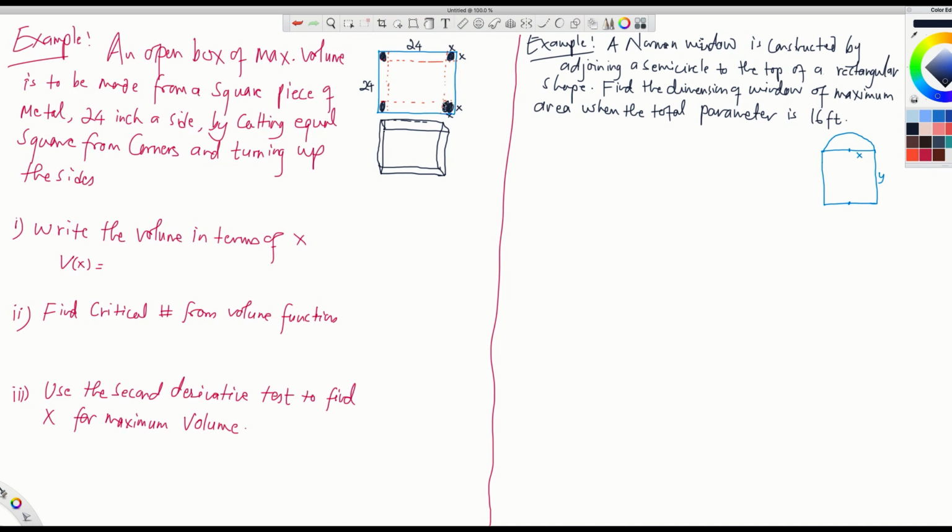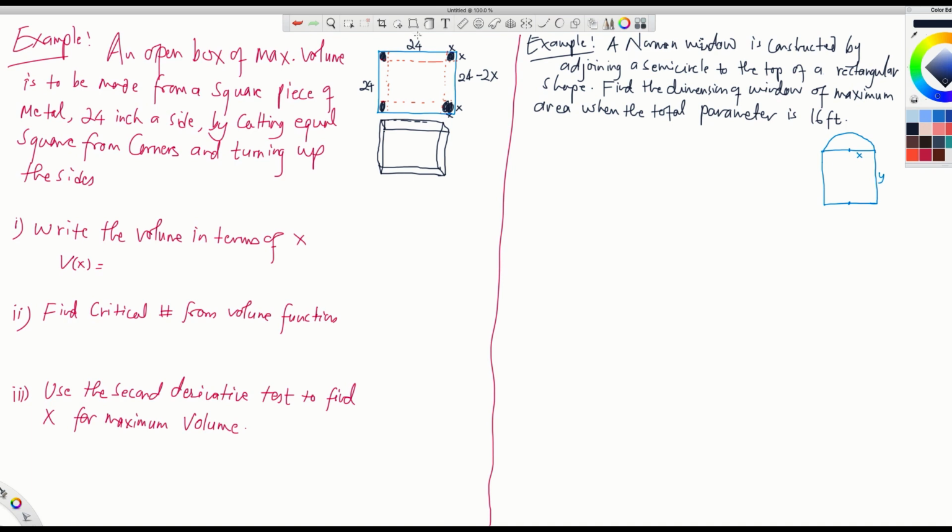So you are cutting the squares. Suppose you are cutting a square of length X. You remove X inch here, X inch here, X inch square here, X inch square here. All the sides of the original metal piece are 24 inch. So what is the length of the remaining? The total was 24, and you remove X from this side and X from that side, so that will be 2X. So 24 minus 2X is the length of each side.